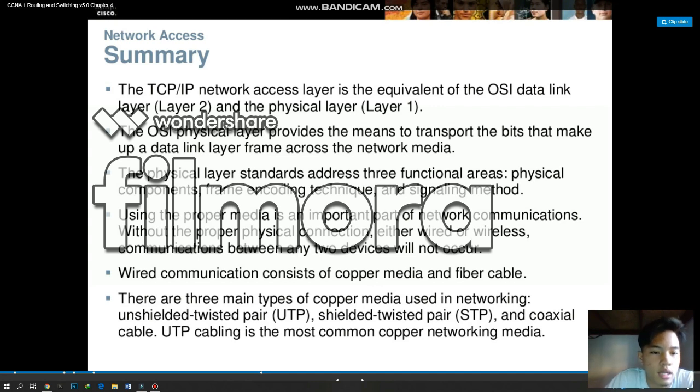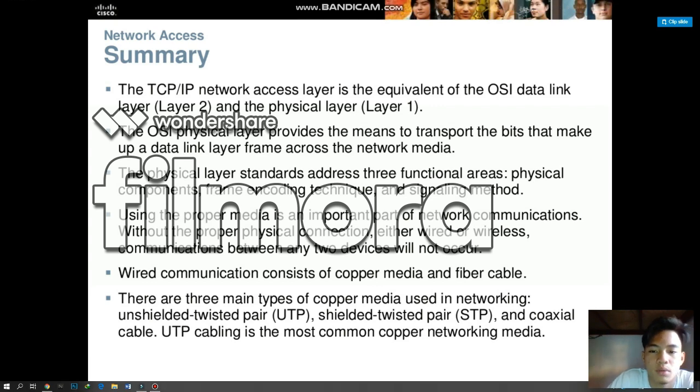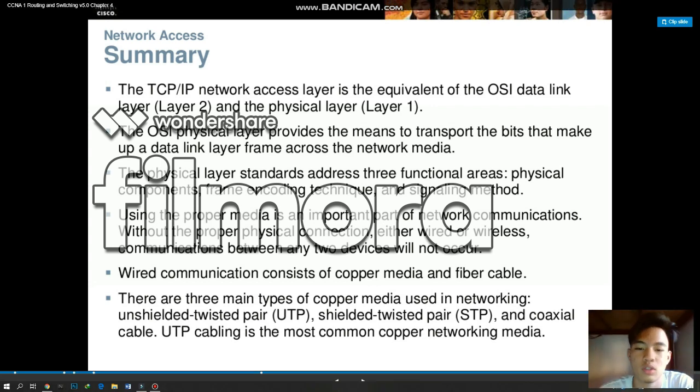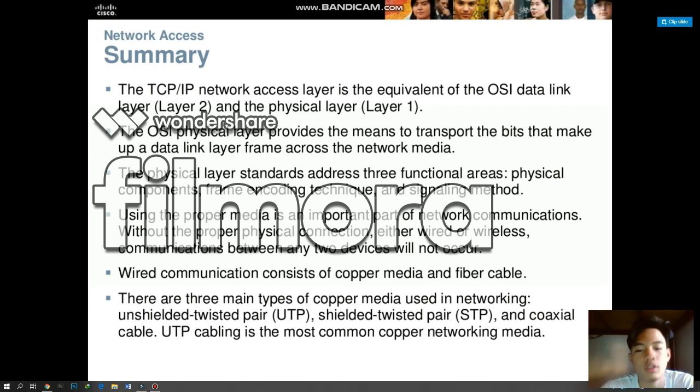And the fourth sentence here: using the proper media is an important part of network communications. Without the proper physical connection, either wired or wireless, communication between any two devices will not occur.